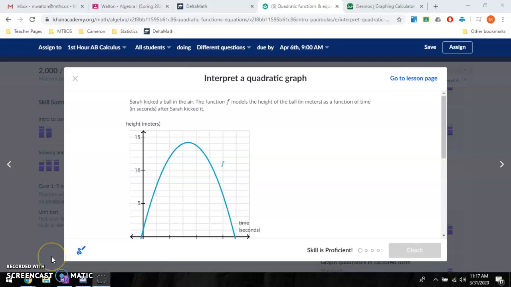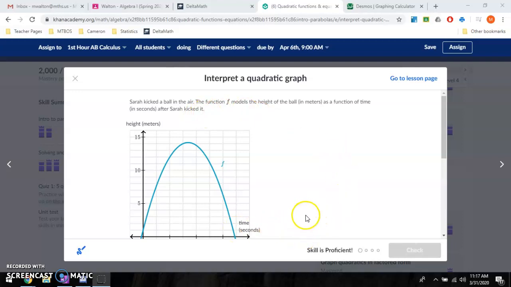Alright, friends, the second activity that I'd like to go over is the Khan Academy exercise, interpret a quadratic graph. So I'm going to go ahead and read through this problem, and hopefully this will help us out on how to read these graphs. So Sarah kicked a ball in the air. The function f models the ball's height in meters as a function of time, in seconds, as Sarah kicked it.